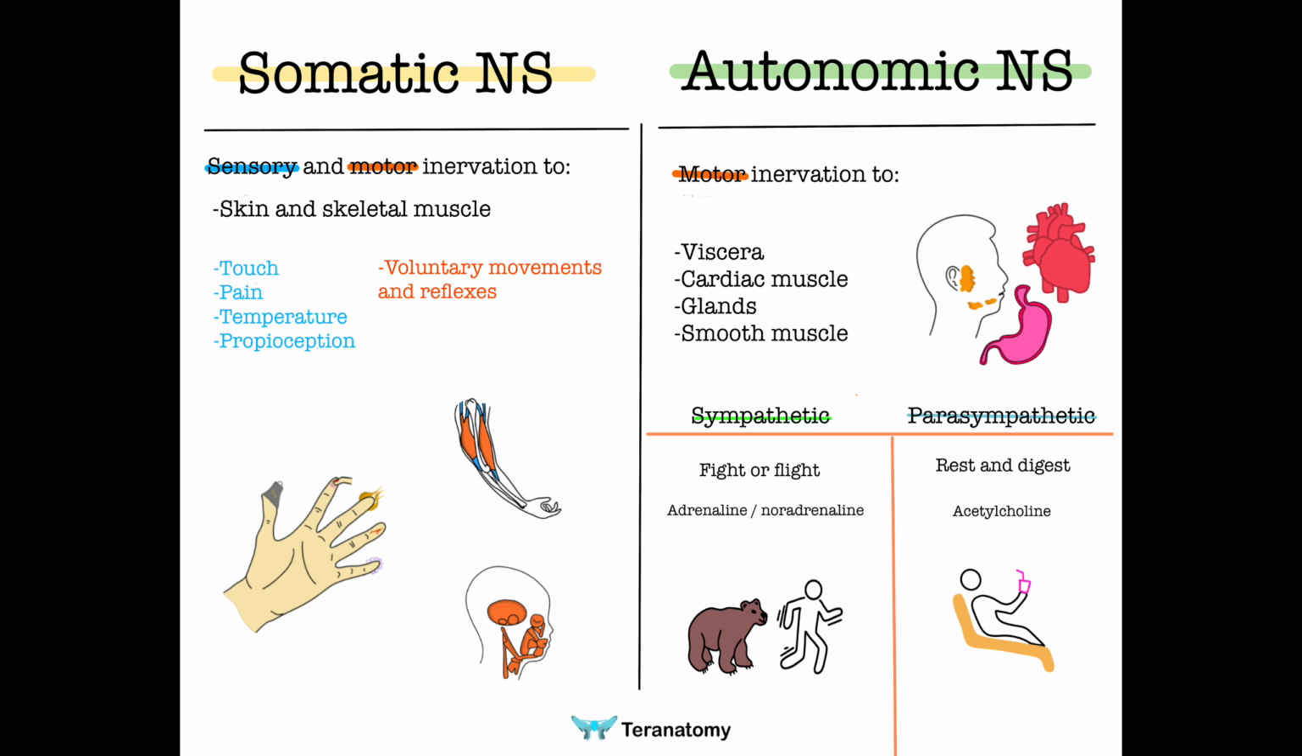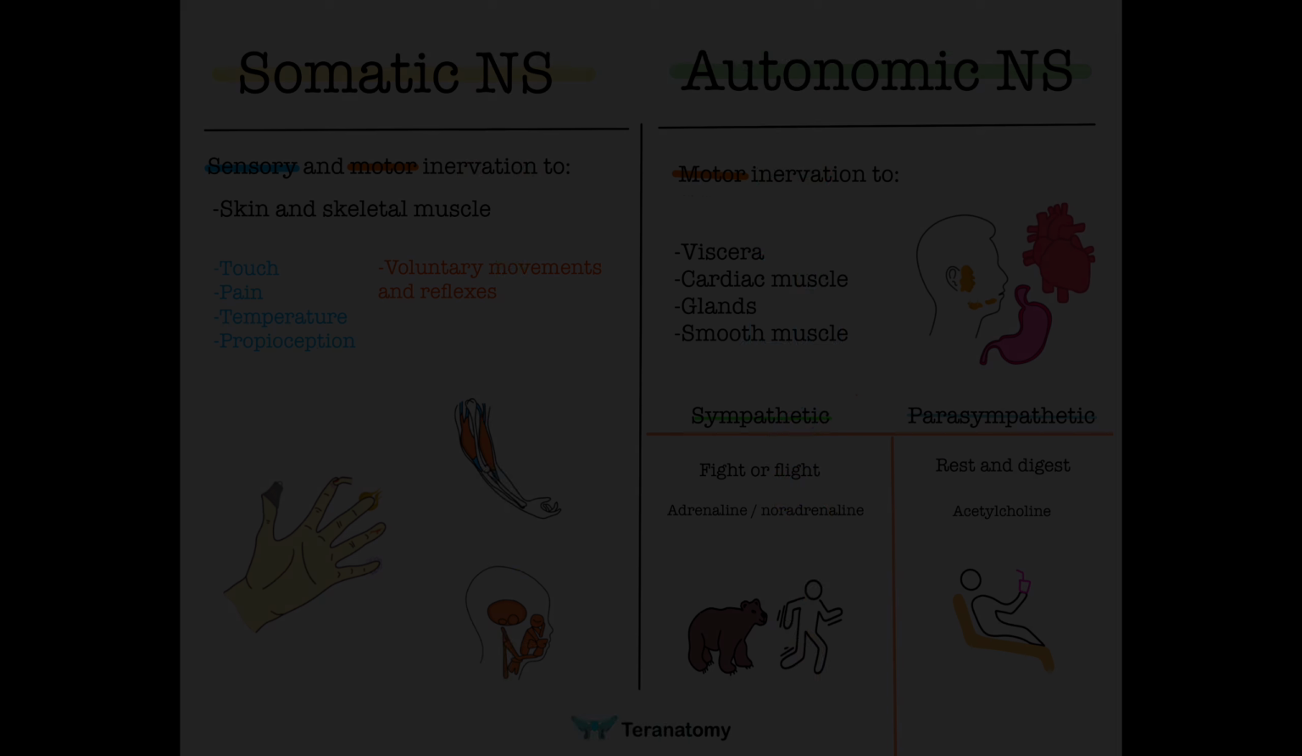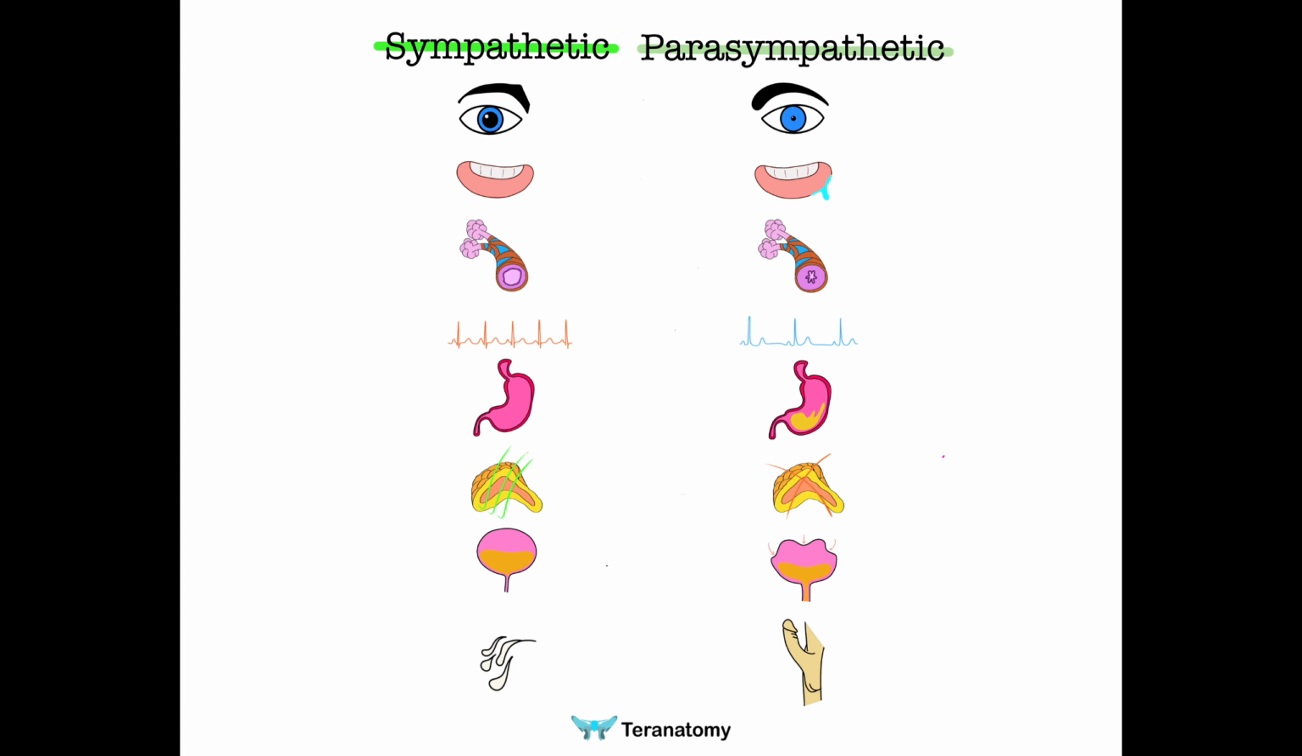It is further divided into two major divisions. The sympathetic division, which promotes fight-or-flight activities and predominantly uses the neurotransmitters epinephrine and norepinephrine. The parasympathetic division, which supports rest and feed functions and mainly uses acetylcholine as its neurotransmitter. To give you some examples of how these two systems work, here are a few key comparisons. The sympathetic nervous system causes pupillary dilation (mydriasis), while the parasympathetic system promotes pupillary constriction (miosis).